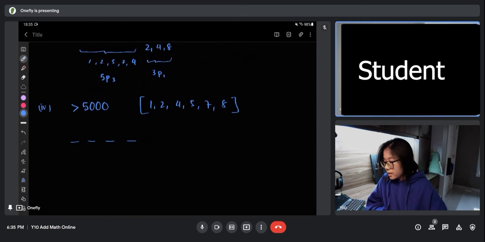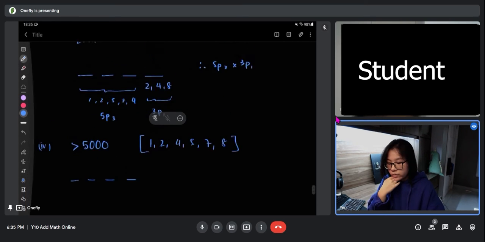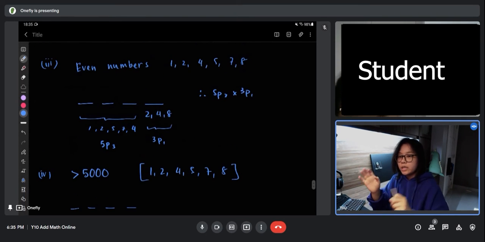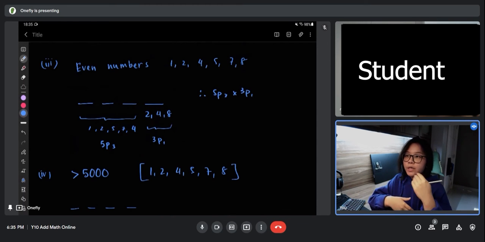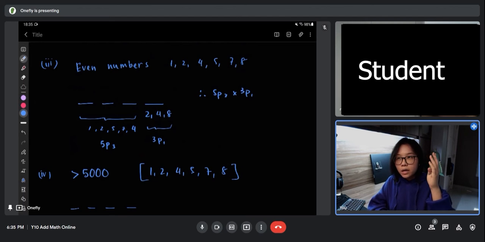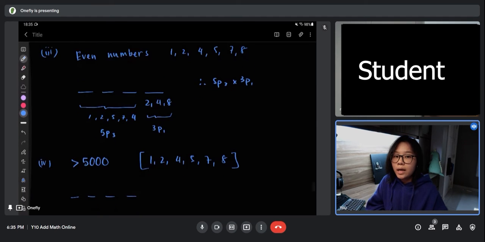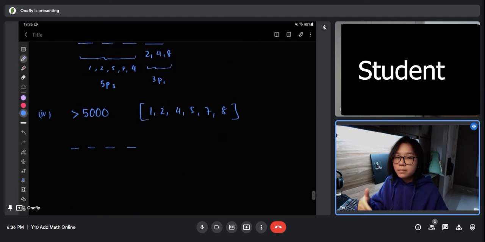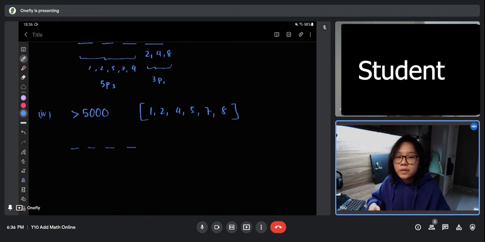Okay, let me see how I can guide you. Let's look at the previous question first. In the previous question, we thought about even numbers. And from there, we figured out that our last number must be an even number, 2, 4, or 8. Okay, come back to this question. If a number must be more than 5,000, what is the one thing that we need to fix first?